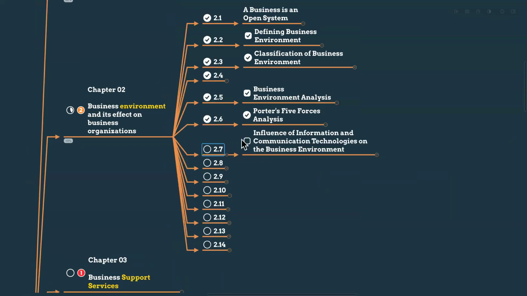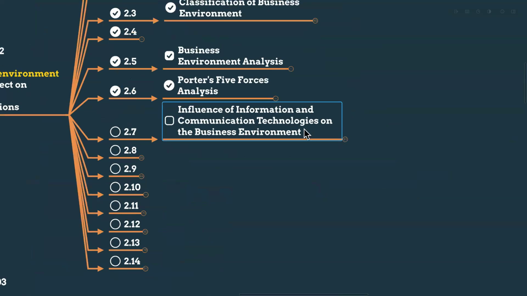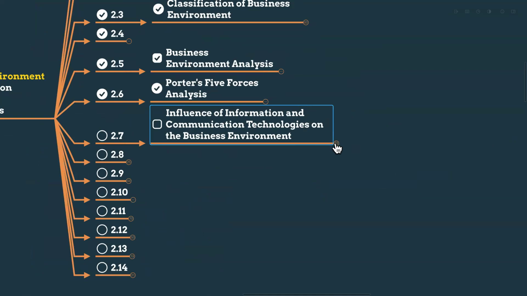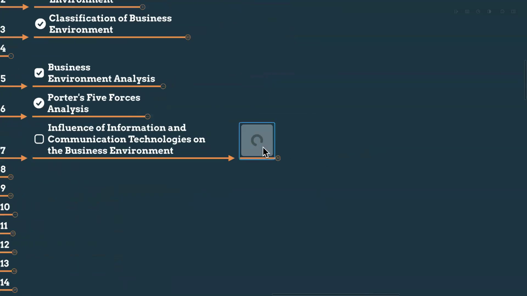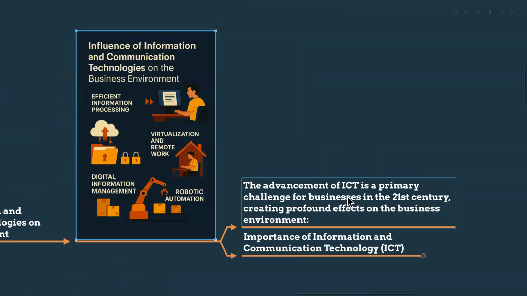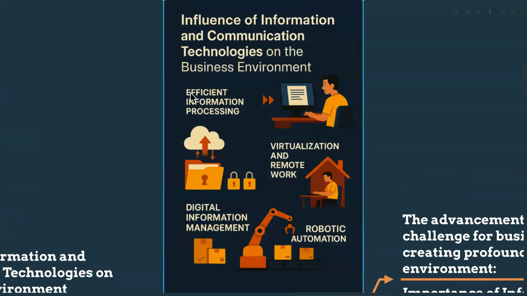Now, let's move to 2.7, the influence of information and communication technologies on the business environment. How the business environment is impacted by ICT, simply. How computers, the internet, and digital technology are changing the way businesses operate, right? So let's see that. My dears, the advancement of ICT is a primary challenge for businesses in the 21st century. It's creating profound effects on the business environment. How? See, the efficient information processing.